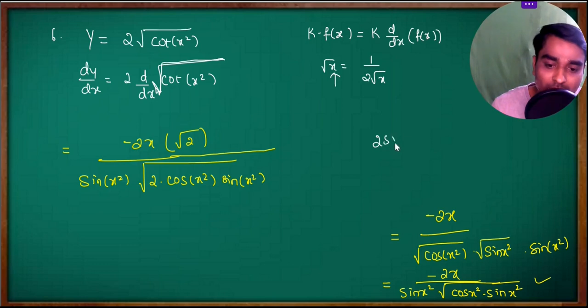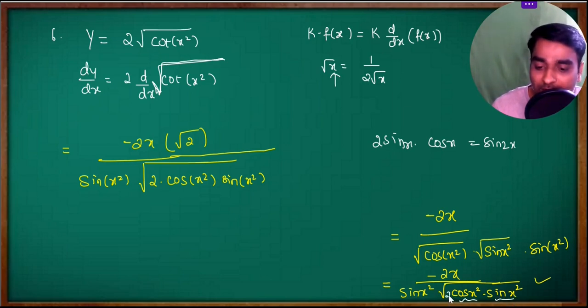There is a formula, 2 sin x into cos x, which is equal to sine 2x. Correct. So here I had two terms, cos x square, sin x square. That 2 was missing here. If I take 2 here, now it is not 2, it is root 2 actually. I have to write root 2 up also. Same thing I did here now.